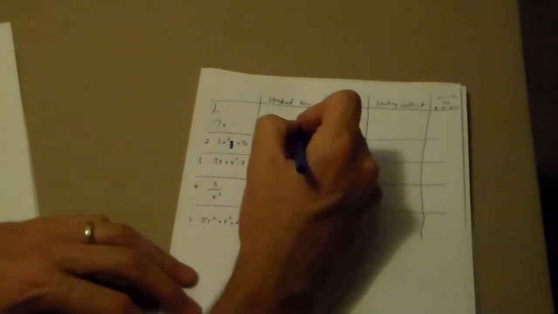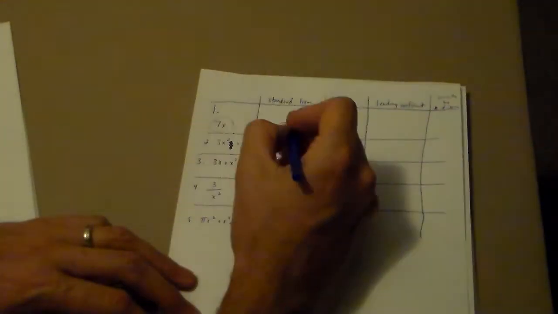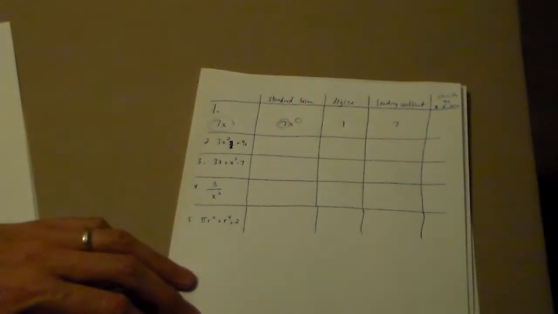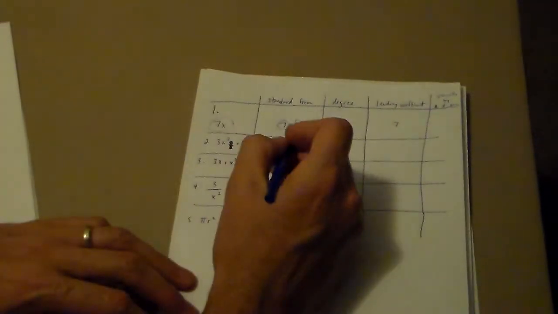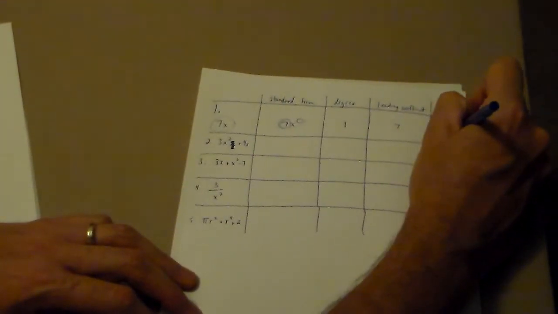Degree, my exponent there is understood to be 1. And then the leading coefficient, what number is there? 7. And then classify by the number of terms. How many terms do we have? Just 1. So that's a monomial. All right, standard form.